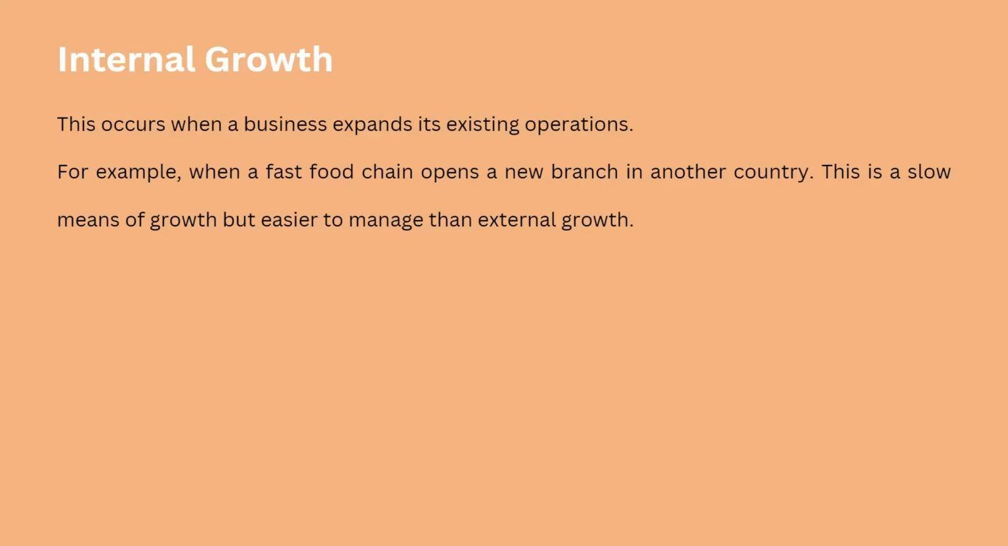So internal growth is basically when a business expands but with its existing operations. For example, there's a fast food chain and they open a branch in some other country, some other state, or some other province. Basically the type of business and the shop is the same. It's just the location that is different. So when the same business is in different locations, it's called internal growth.